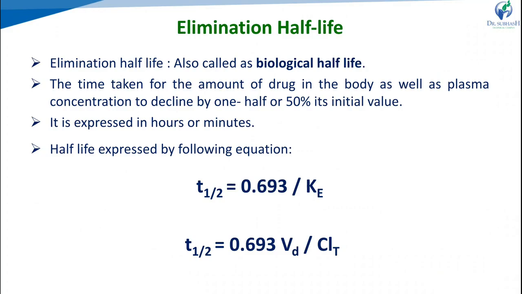It also correlates with the volume of distribution and clearance. So T1/2 is equal to 0.693 times volume of distribution Vd upon clearance.